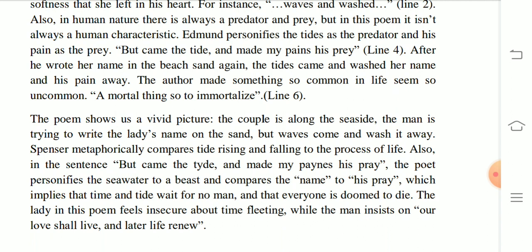The lady in this poem feels insecure about time fleeting, while the man insists "our love shall live and later life renew." This is all about the poem, One Day I Wrote Her Name Upon the Strand.